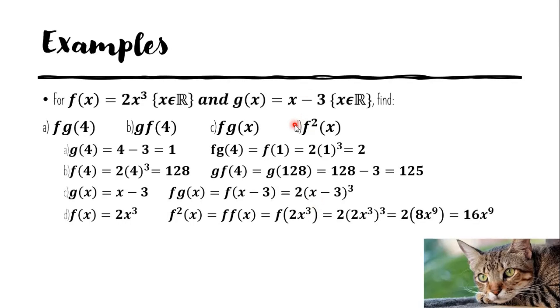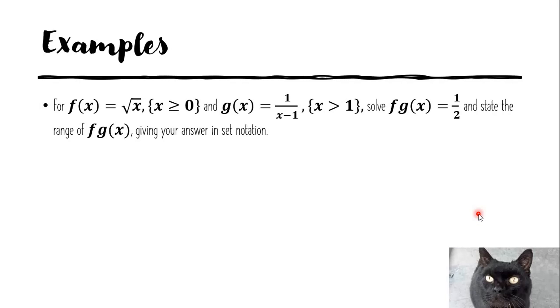And the last one, d, is f²(x). So f(x) is 2x³. f²(x) is the same as f(f(x)). So what we're going to do is replace all the x's in f(x) with 2x³. So we're going to have 2 lots of (2x³)³, which is 2 lots of 8x⁹, which is 16x⁹.